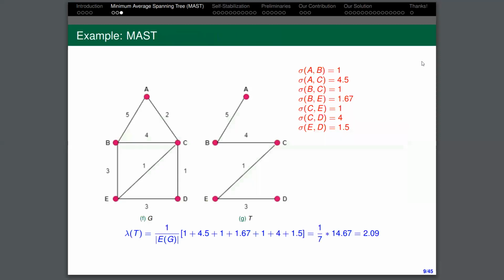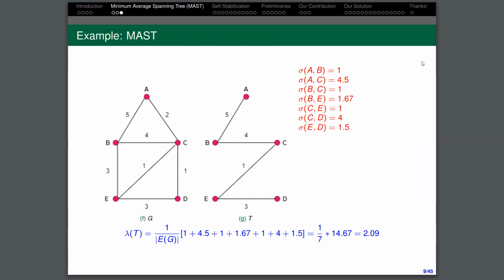For an example, we go back to the same tree we had. Its average stretch is computed here. The pairwise stretch values for all the edges are enumerated at top right. We just sum them up and then divide it with the cardinality of the edge set to get the average stretch of T. If this tree T has the least average among all the other possible trees in G, then this is the MAST. Right, so the lambda of T comes out to be 2.09 in this case. If 2.09 is the least value we get among all the trees, then T will be the MAST for this example.